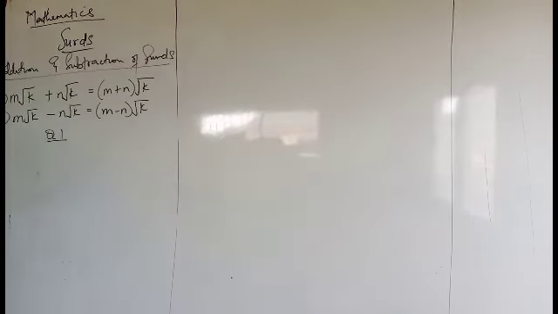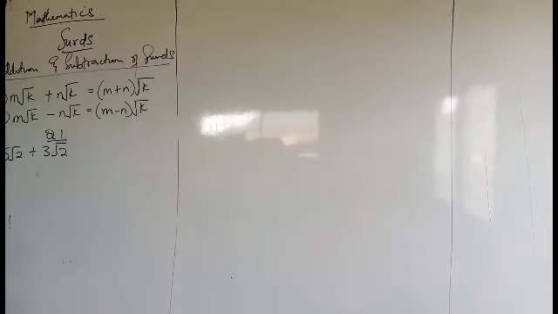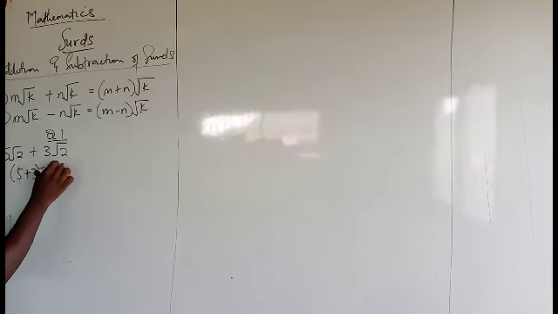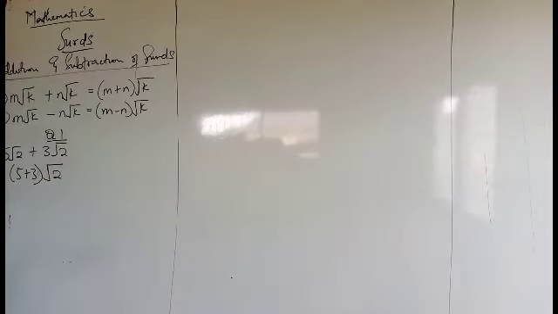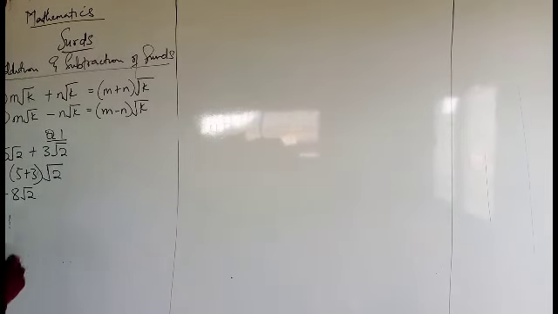So question 1, we have 5 root 2 plus 3 root 2. Let's do the addition together. Assume this is our m, this is our n, and this is our root k. From the example, we said 5 plus 3, then square root 2. Right? Good. So we get 8 root 2. Good.